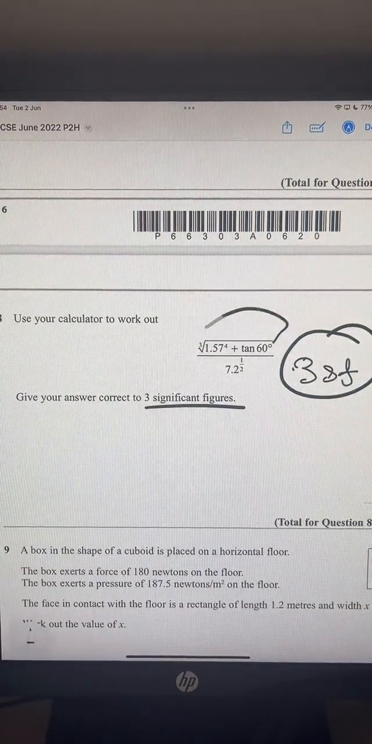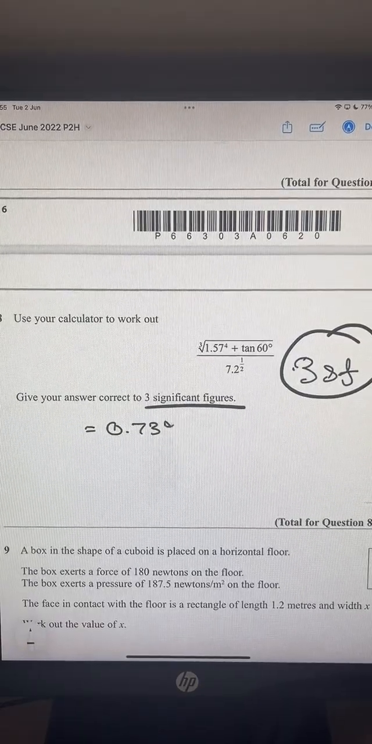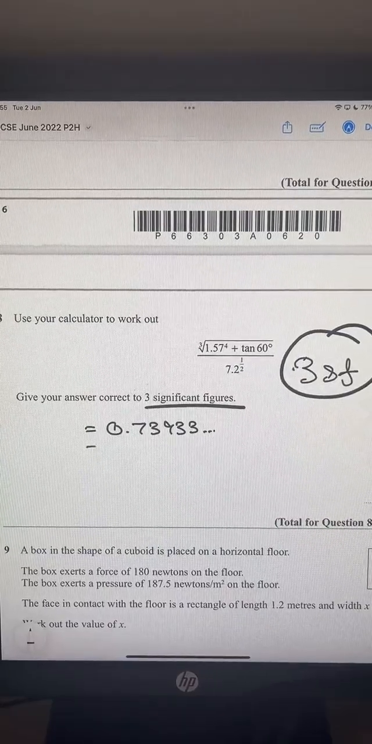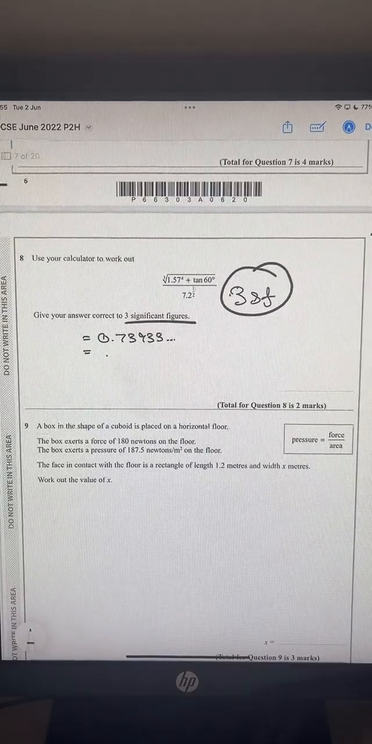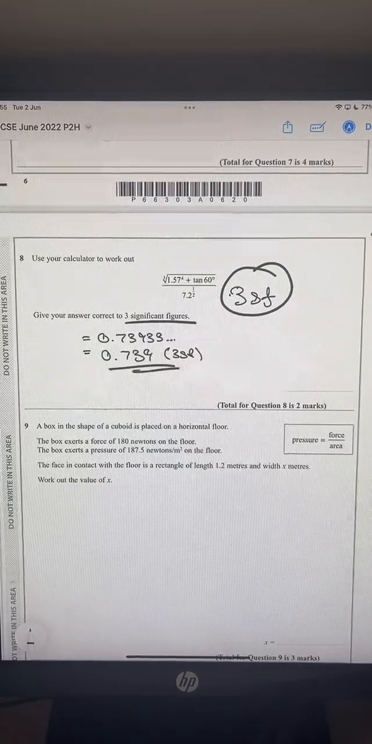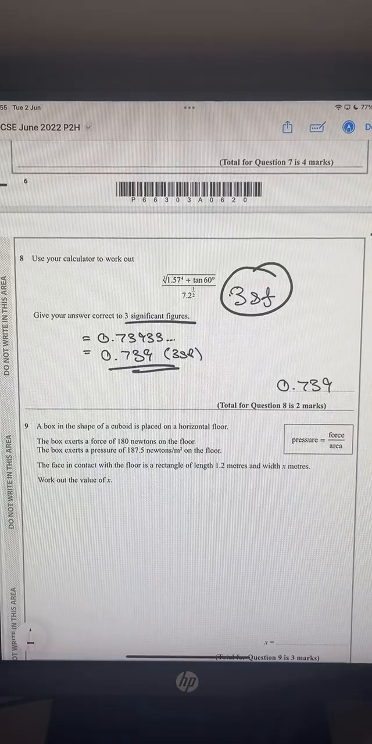Obviously, you don't need to write this out again. Just write equals 0.739333 blah blah blah. Write down more significant figures than required initially in case you get a rounding error, so you could potentially get 1 mark, and then you round 0.739 to 3 significant figures. Because I look at my third sig fig, look at the value to the right, 3 is less than 5, so I round down, 0.739, for a nice little 2 marks.